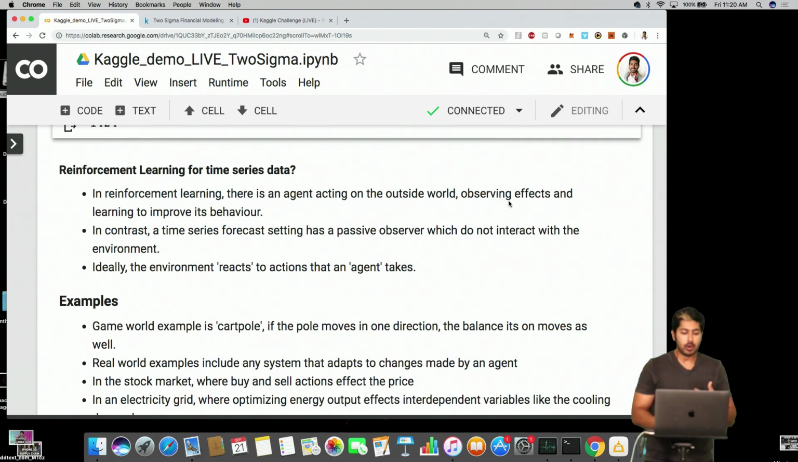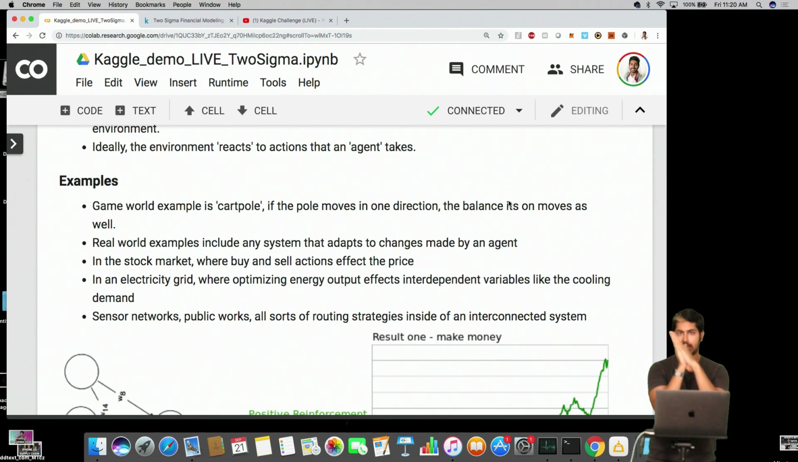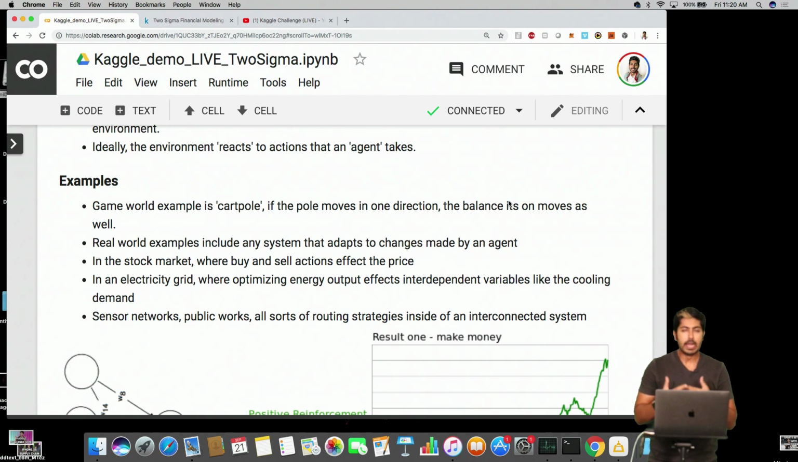action, right? Whereas in a game world, for example, like cart pole, where the pole is trying to balance itself, if the agent's action in a given state is to move to the left, then the environment, the platform that it's balancing on, will then move. It's reacting, right? So in a real world, how do we use this? Well, what is a system that adapts to changes that an agent, an AI makes?